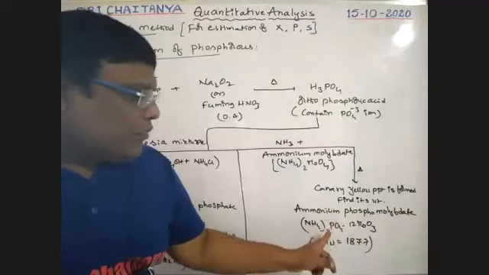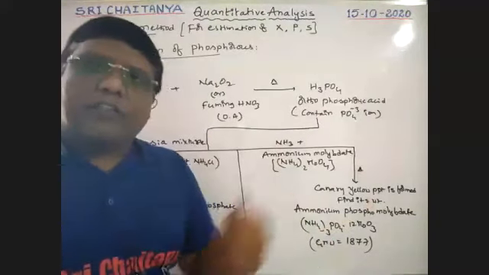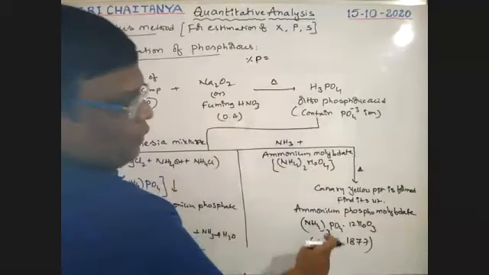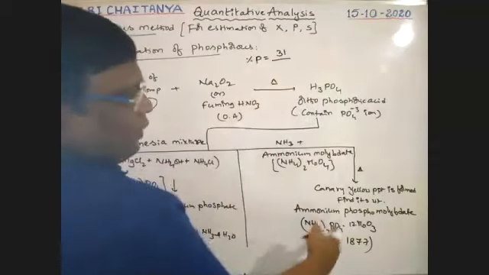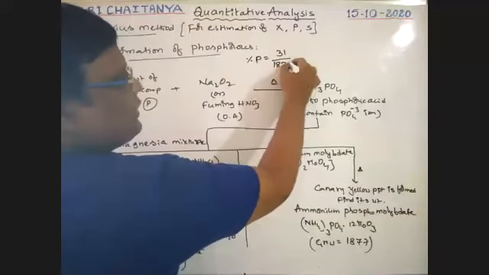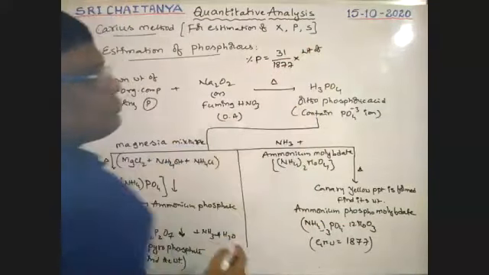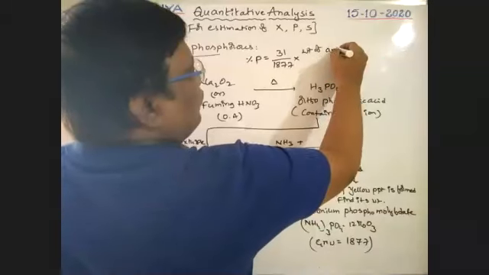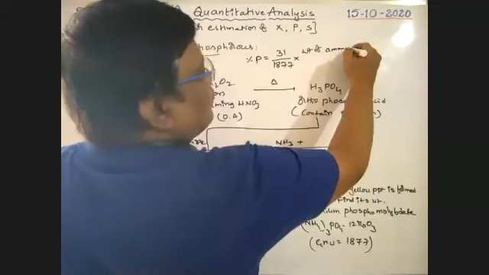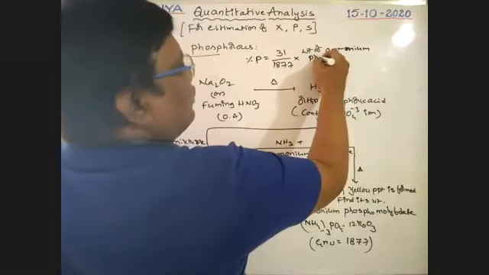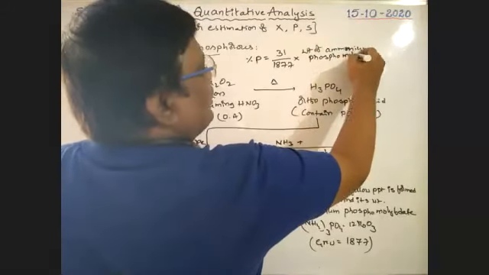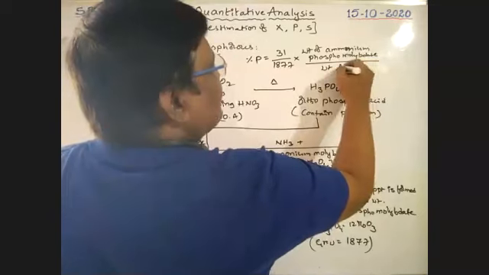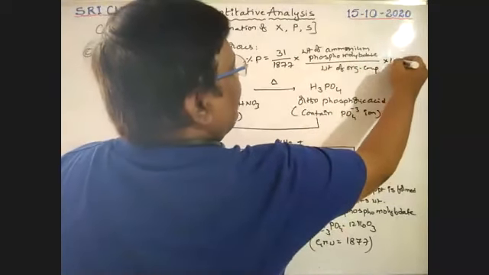Final calculation. How many phosphorus are there here? Only one phosphorus. Now the formula is percentage of phosphorus is equal to one phosphorus, that is atomic weight of phosphorus, by molecular weight of that precipitate, that is 1877, into weight of ammonium phosphomolybdate by weight of organic compound into 100.